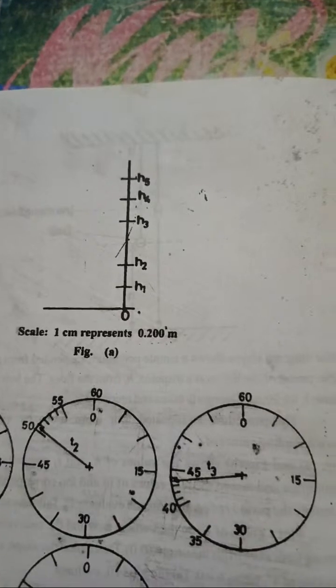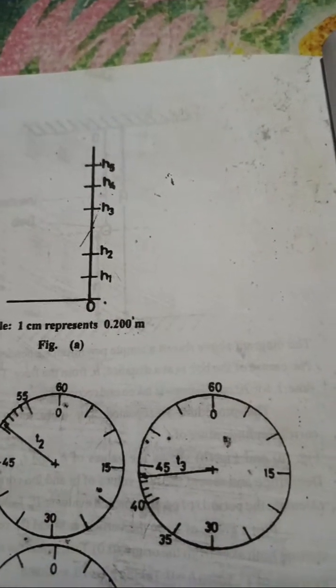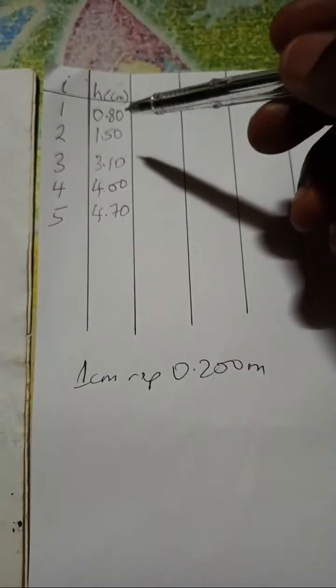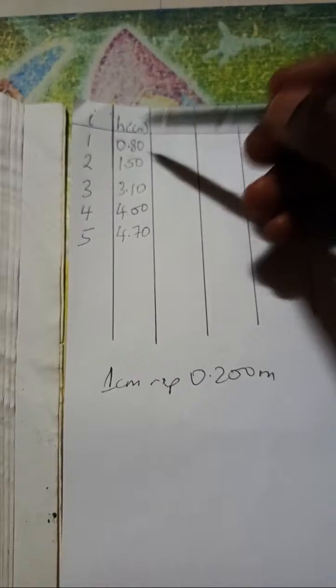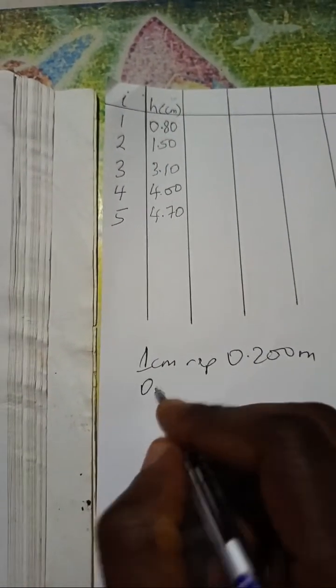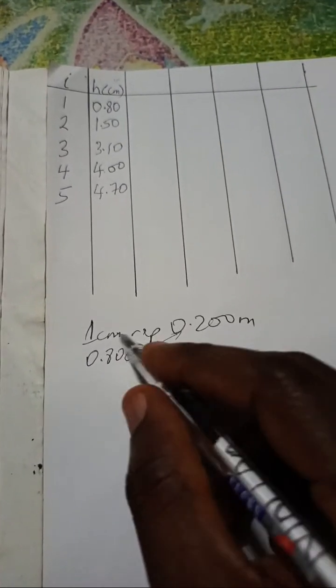That is 1 centimeter represents 0.200 meters. So we'll be taking them one after the other. I've written it down here. So the first one, 0.80 centimeter, we have to write it here. It means 0.80 centimeter represents what? We cross multiply. So this multiplies this, we divide it by this.